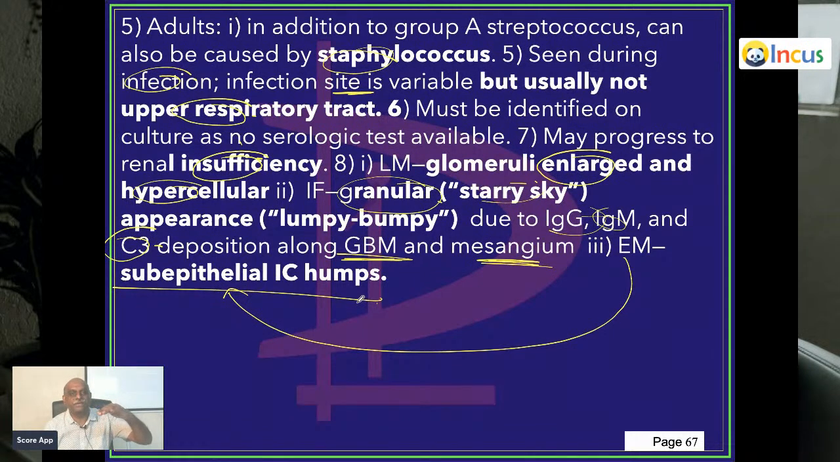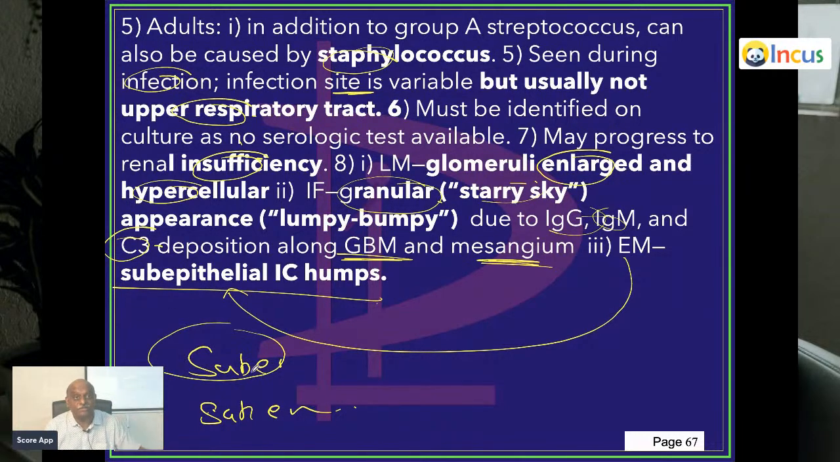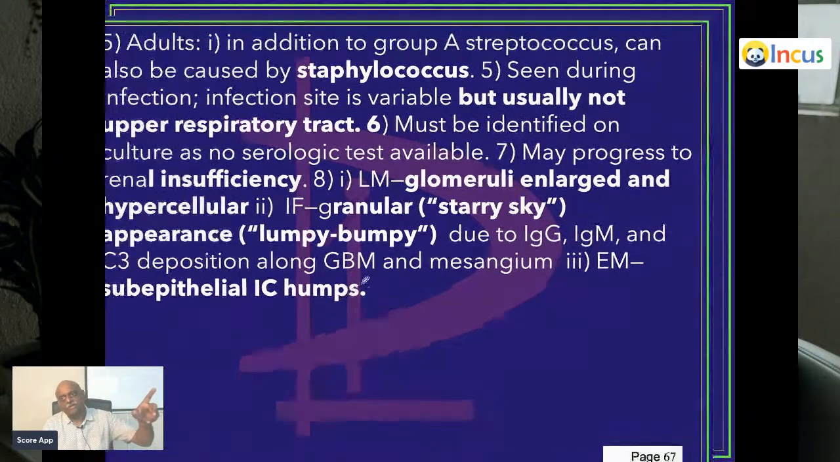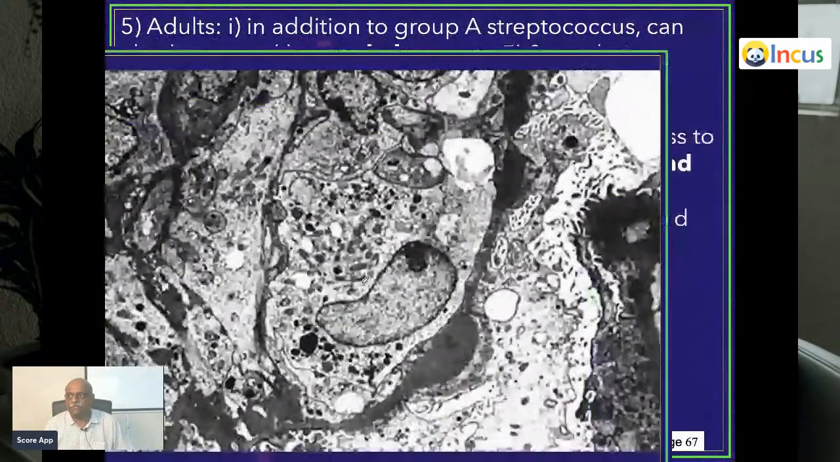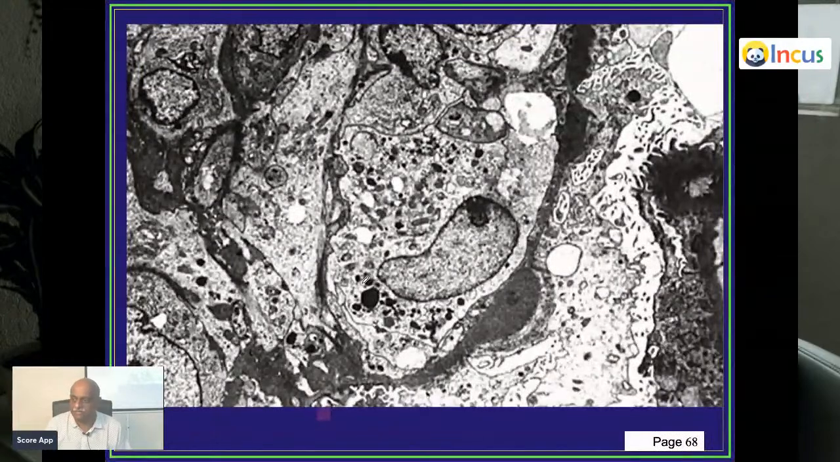Subepithelial humps. So once more, you should know, subepithelial humps, where do you see? Subendothelial deposits, where do you see? You have to be very sure. What is this? Subepithelial immunofluorescent humps is what you see in case of infection-associated glomerulonephritis.